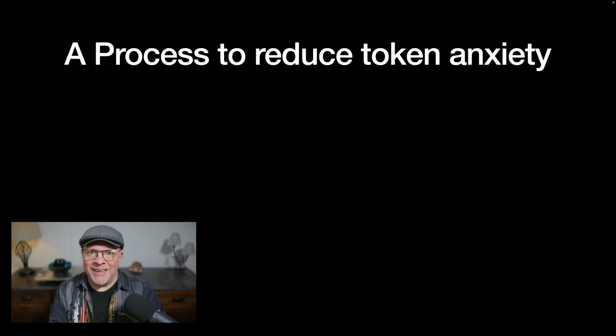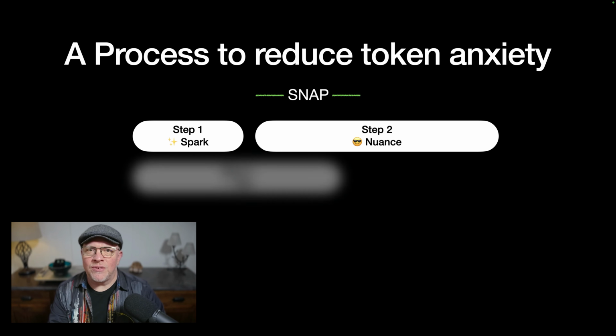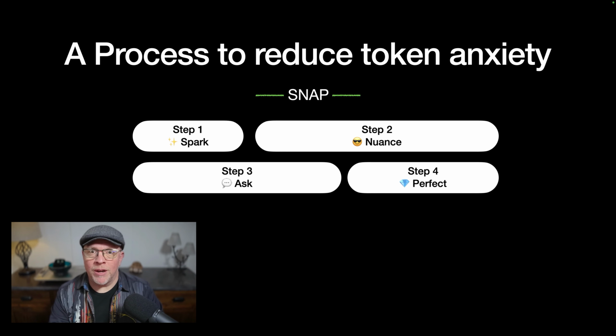To reduce that anxiety, I have created a process. Now, of course, I'm a process-oriented person, but here's the deal, this is only going to be a very short process. It's only going to take you maybe 10, 15 minutes, and it's something you'll be able to almost do in your head after you get used to it. I call this process SNAP. SNAP stands for Spark, Nuance, Ask, and Perfect. I'm going to walk you through each one of these with both a template for you to use and a real world example that we're going to use later in this video.